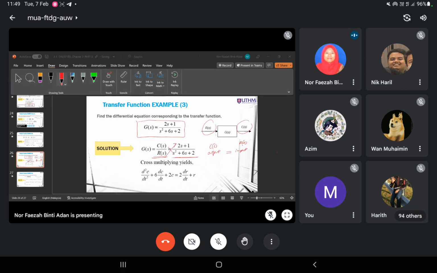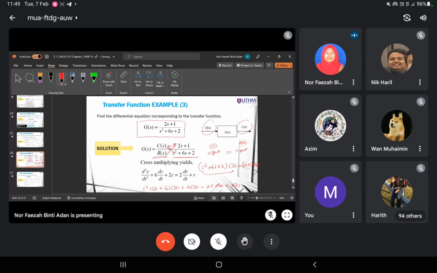So basically kita akan cross multiply. So CS multiply by the denominator which is S squared tambah 6S tambah 2. And then RS akan multiply with 2S plus 1. So dia akan jadi S squared tambah 6S tambah 2 multiplied by CS sama dengan 2S tambah 1 multiplied by RS. Okay, so you kembangkan benda ni. You dapat S squared CS tambah 6S CS tambah 2CS sama dengan 2S RS tambah RS.